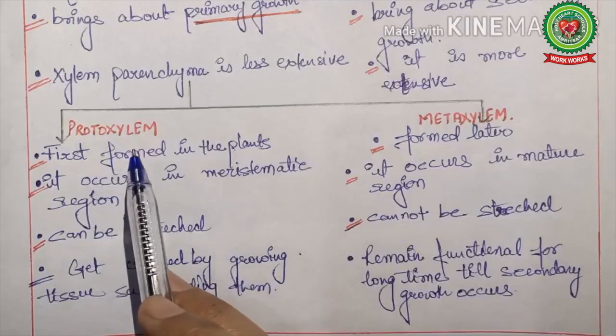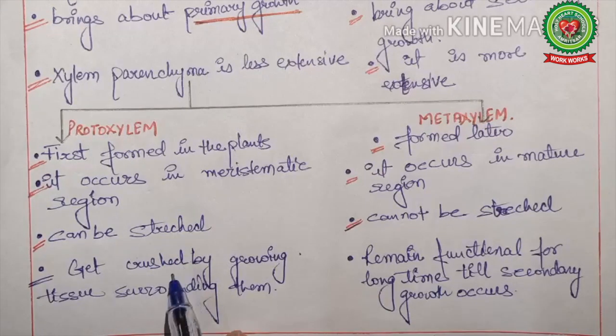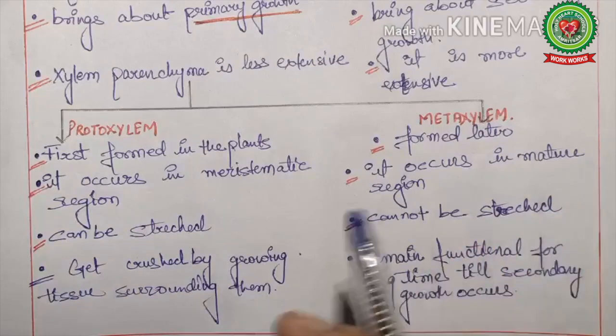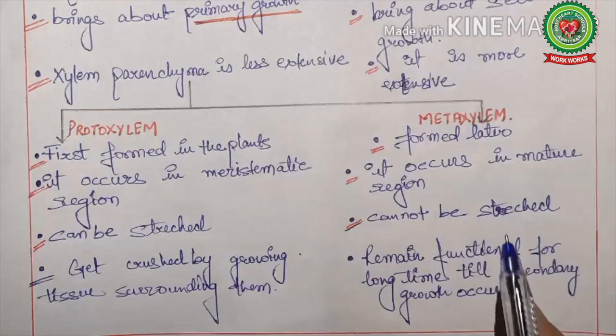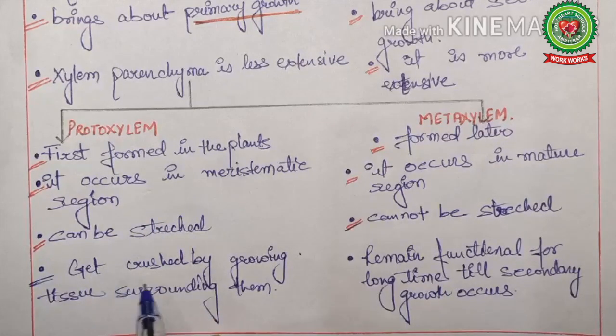Now, protoxylem occurs where surrounding cells are still elongating, which means it is present in between young dividing cells. Whereas metaxylem occurs where the surrounding tissues are not elongating. Protoxylem stretches and gets crushed by the growing tissue surrounding it. It becomes non-functional as the plant matures, whereas metaxylem remains functional for a long time till secondary growth occurs, which leads to the formation of secondary xylem. In monocots, it remains functional throughout the life of the plant, as in monocots there is no secondary growth.